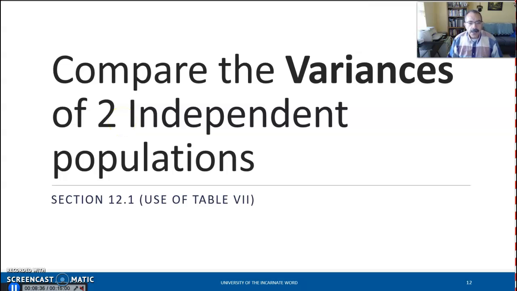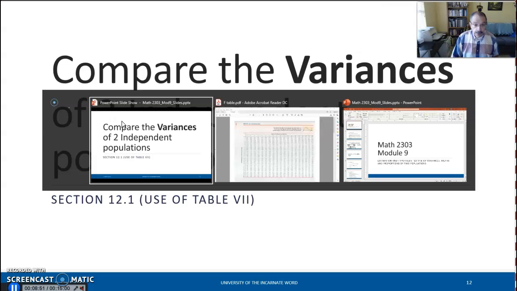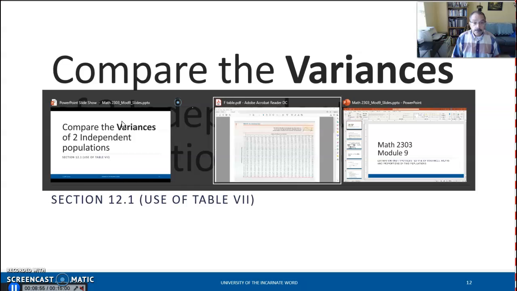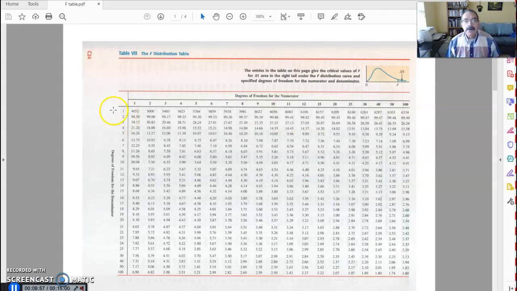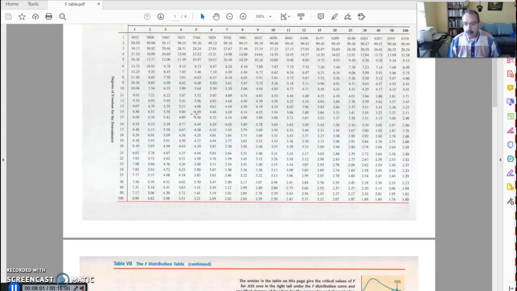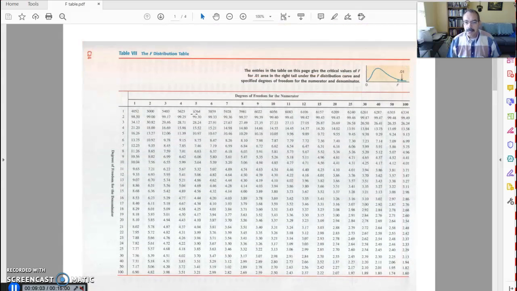All right, so I'm going to stop here, and in the next recording, we'll start looking at comparing variances of two independent populations. I recommend that before you start this section, you print table 7. Let me see. Table 7 looks like this. It has 4 pages, so please print them all. We're going to be using them in the next section.